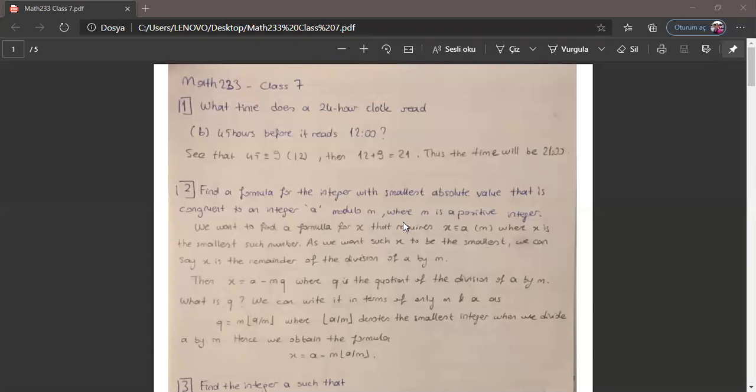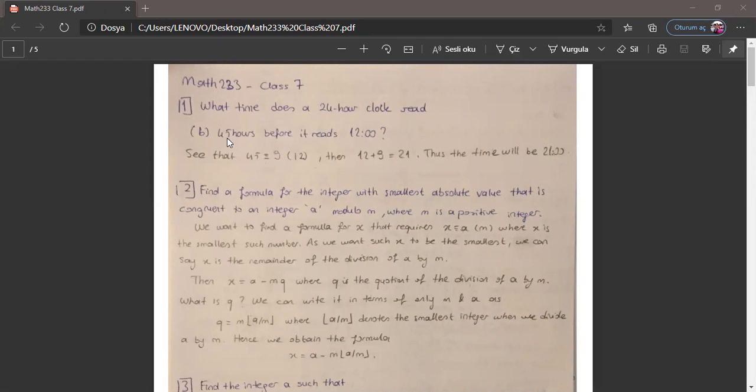Hi everyone, so we will first compute this. This is the 7th class. First we see on the clock this time, okay? You know that after 12 hours it will show the same time. So each 12 hours we will see the same time on the clock. That's why we need to compute this.